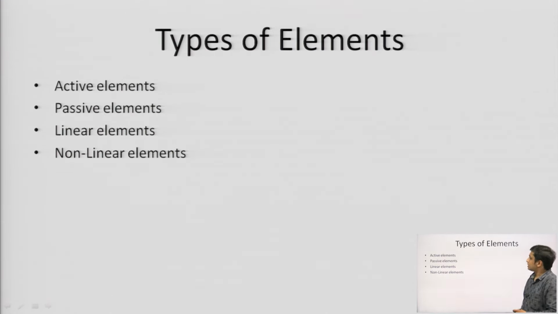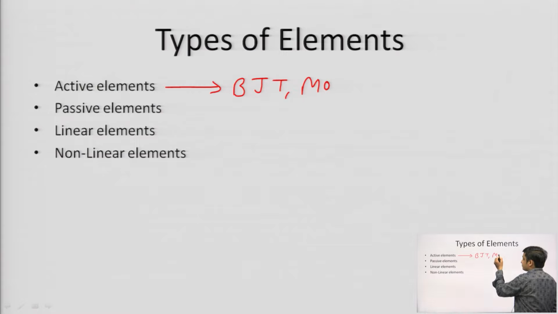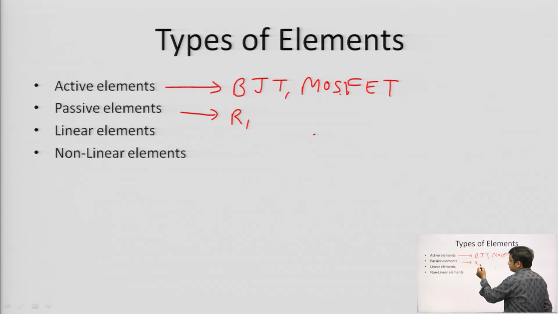Next one is types of elements. This is very basic, you all are familiar with it, and we are going to use these elements to design analog circuits. Active elements, we know, can amplify, for example your transistor. In transistors, mainly we are going to study BJT and MOSFET: bipolar junction transistor, and metal oxide semiconductor field effect transistor, that is MOSFET. Passive elements, you know, resistor, inductor, capacitor, cannot amplify the signal. To amplify the signal, we need an active element.